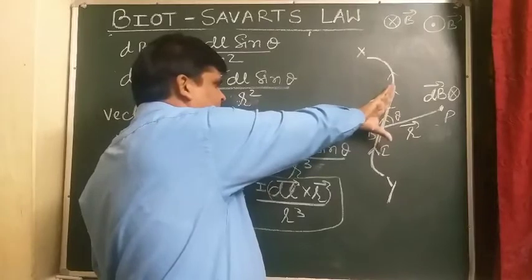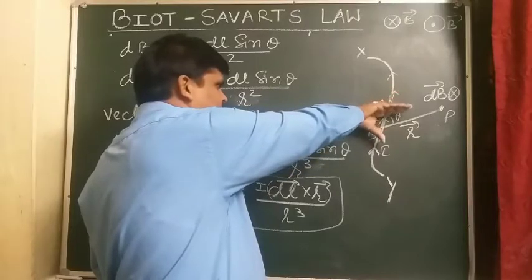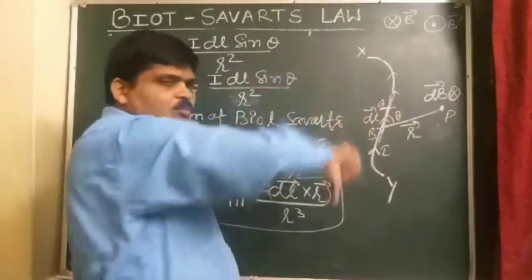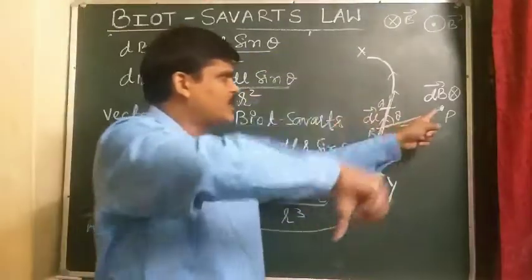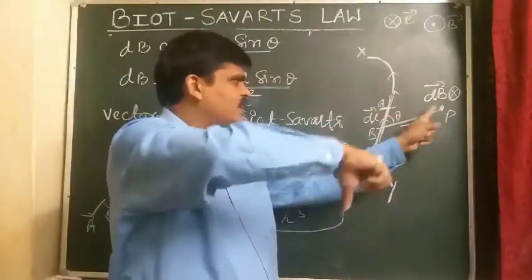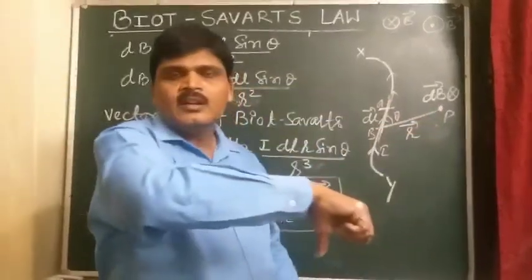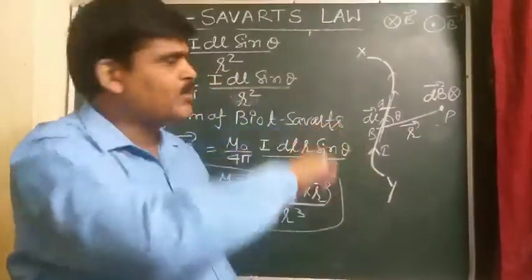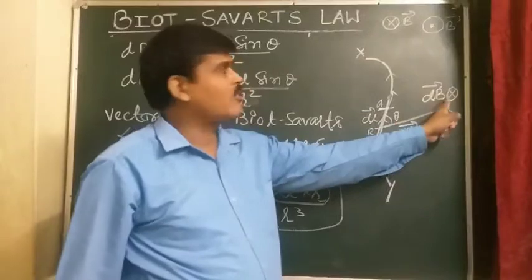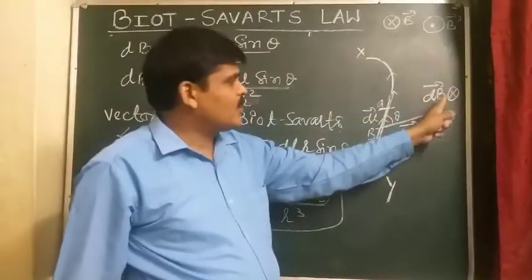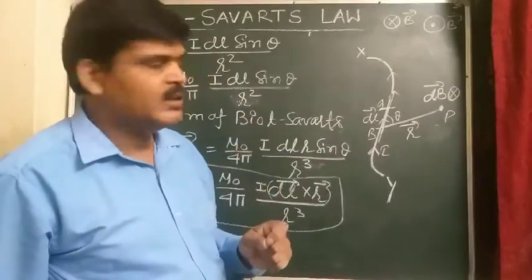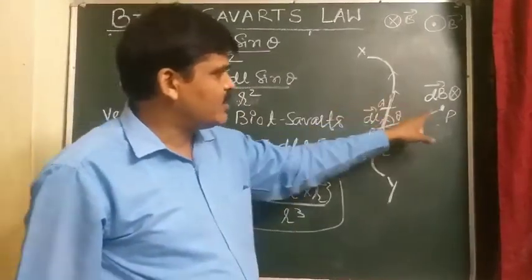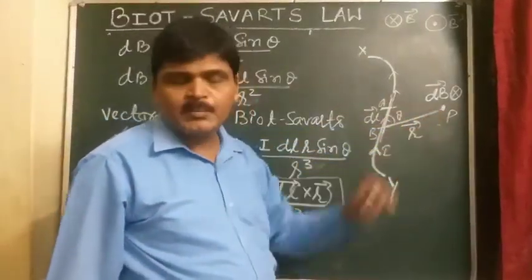So if you rotate the first vector toward the second, the thumb will point in the direction of the magnetic field at the point P due to the current element, which is vertically into the plane of the paper, shown by a cross. So at the point P, the direction of the magnetic field due to the current element is into the plane of the paper.